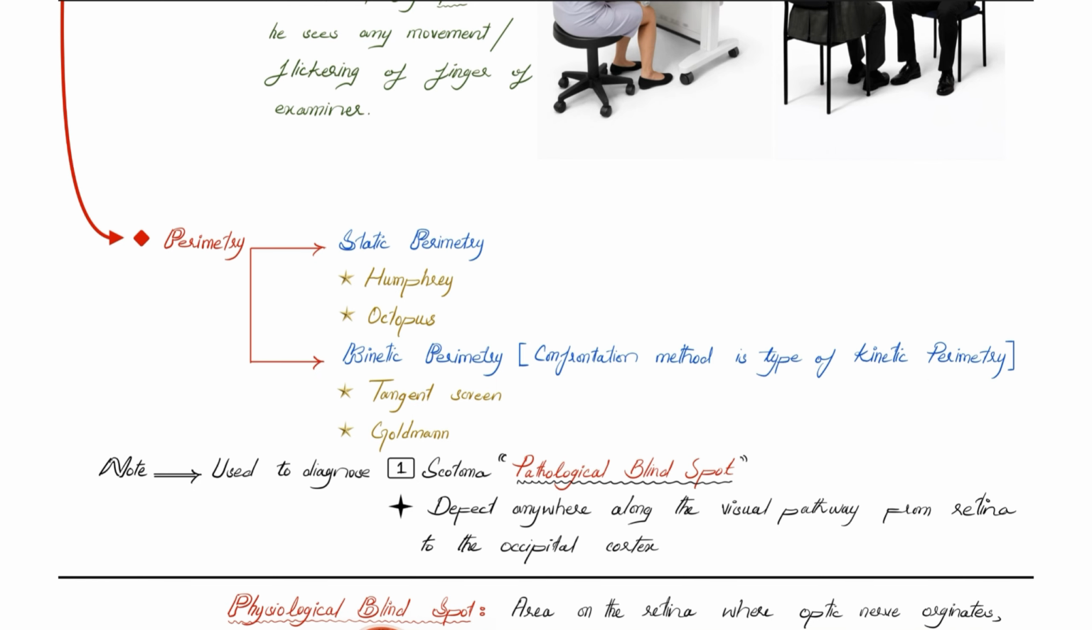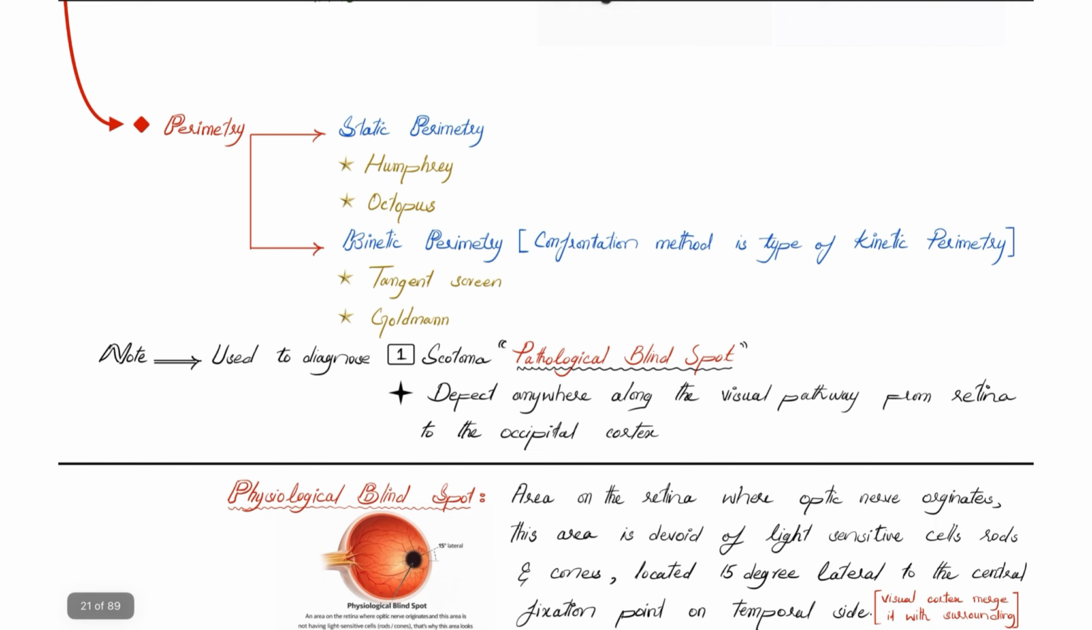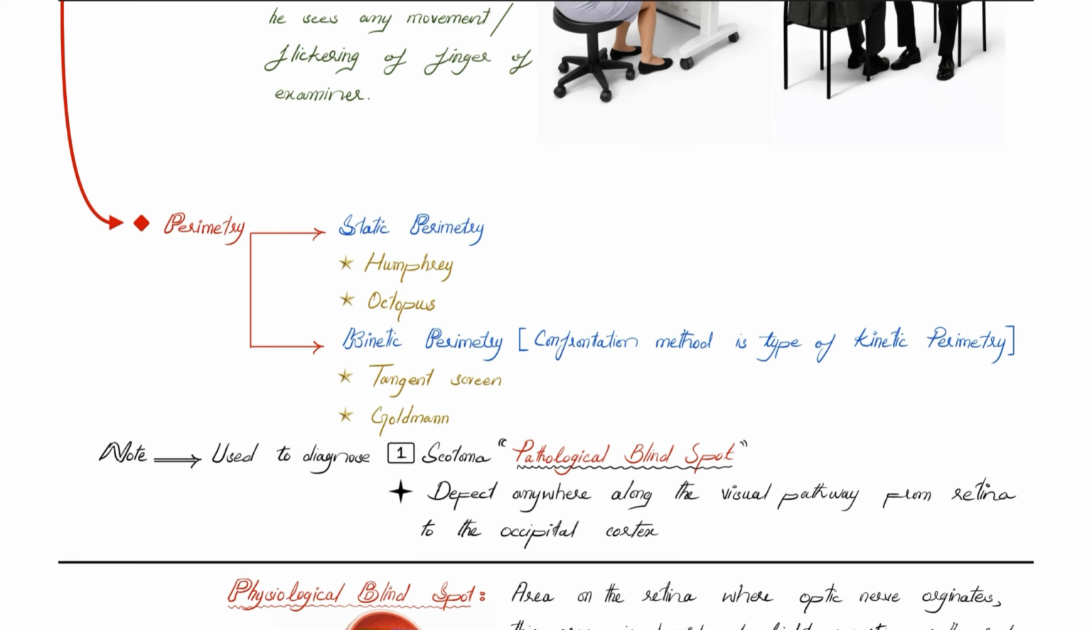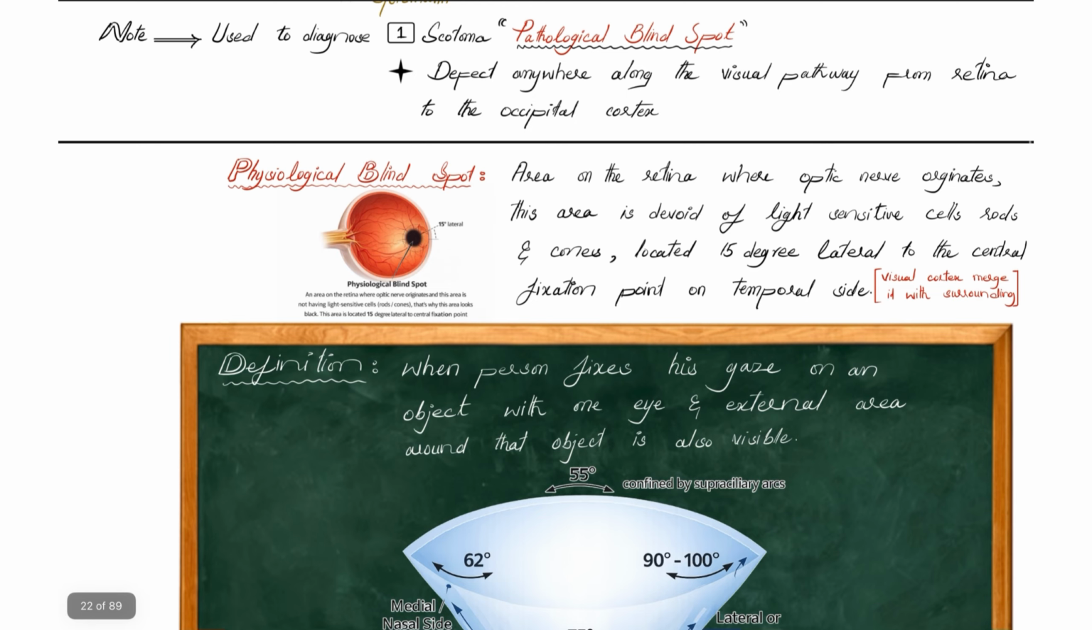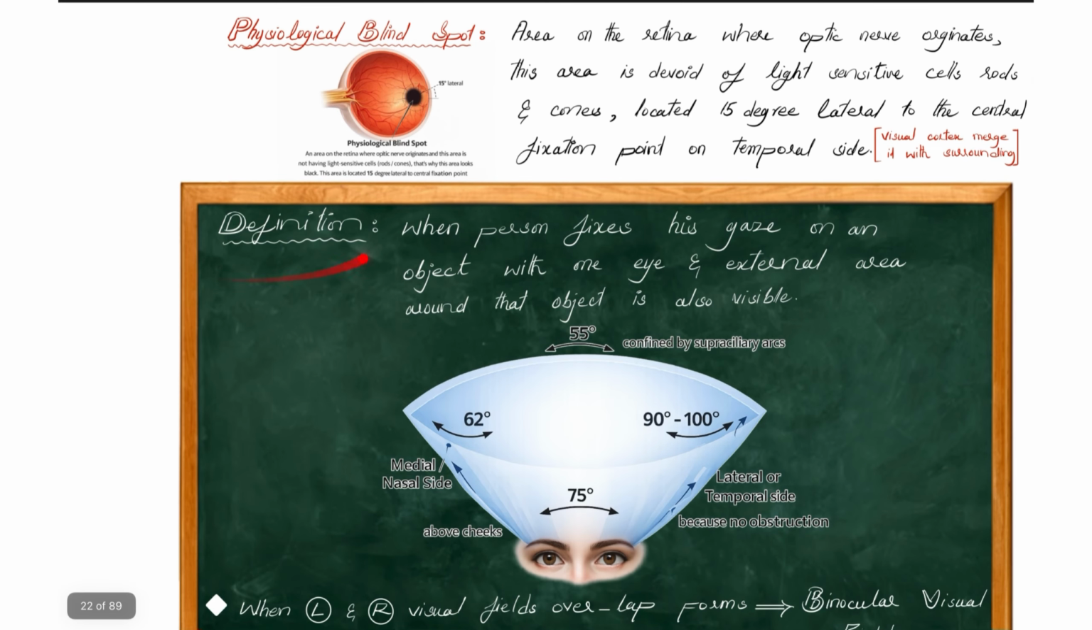Now, why do we need to measure the boundaries of the field of vision or chart the field of vision? The reason is to diagnose scotoma. Scotoma is a pathological blind spot, and this pathological blind spot is found due to a defect anywhere along the visual pathway from the retina to the occipital cortex. But before jumping into the defects which we find in the visual pathway, we should know about the physiological blind spot, as well as we need to define the visual field.